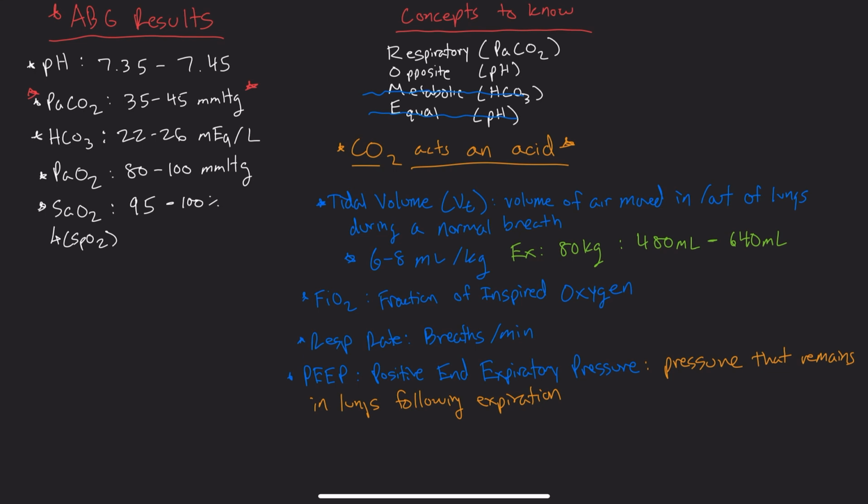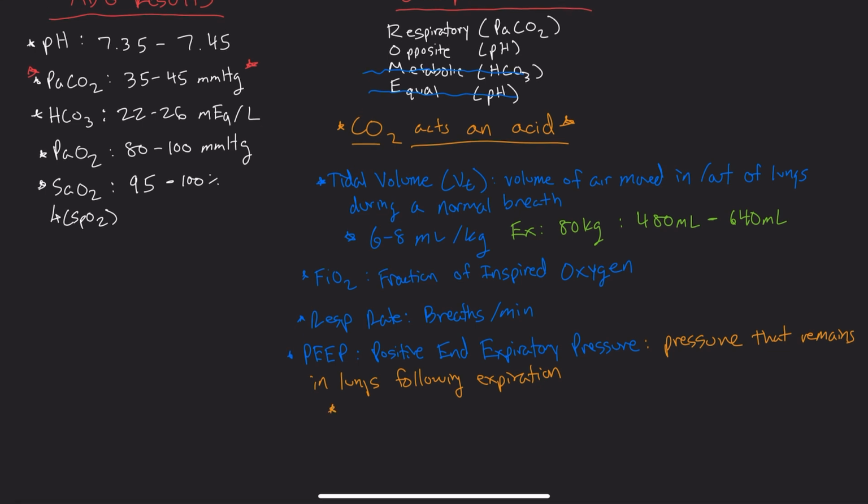And what PEEP does is it's going to prevent alkalosis by keeping the alveoli open, and it expands surface area for gas exchange. So by expanding that surface area of gas exchange and keeping the alveoli open, PEEP works to improve oxygenation.